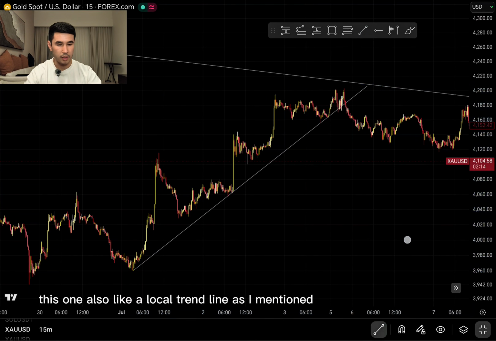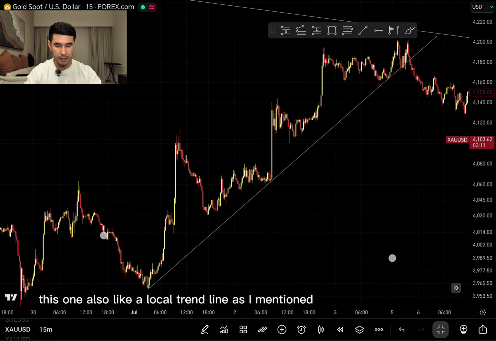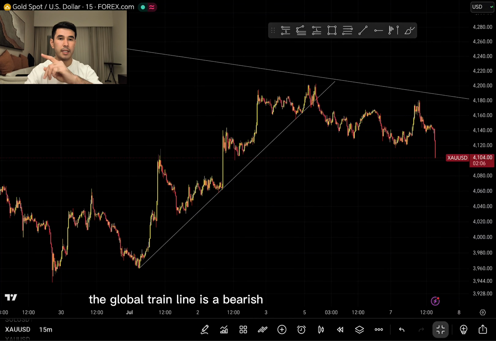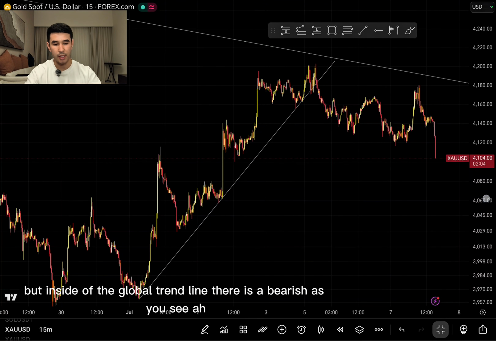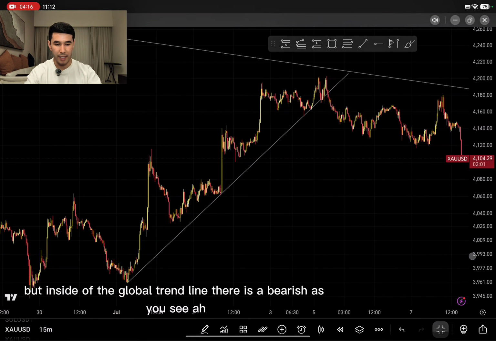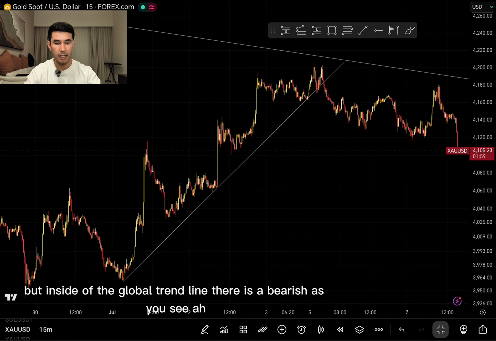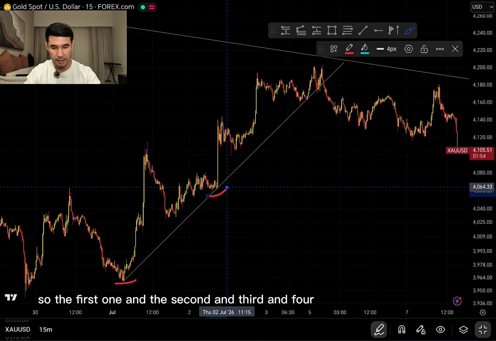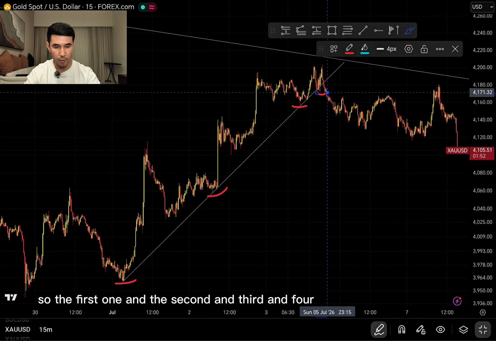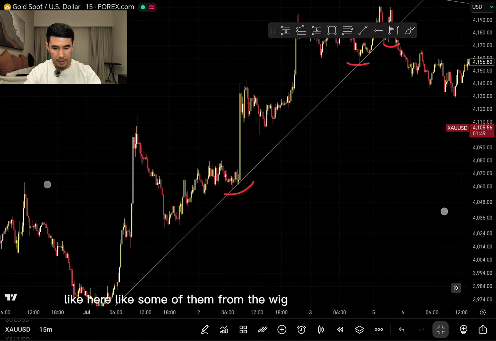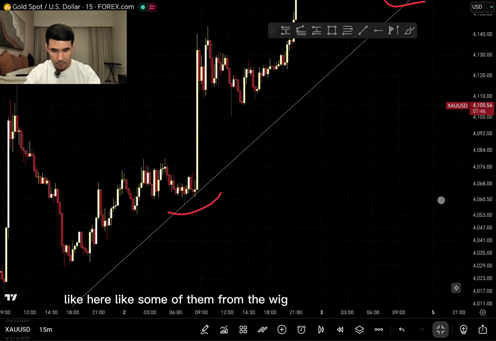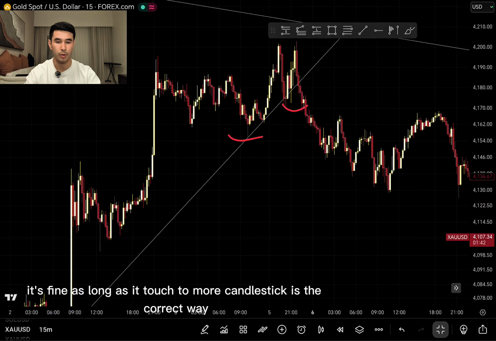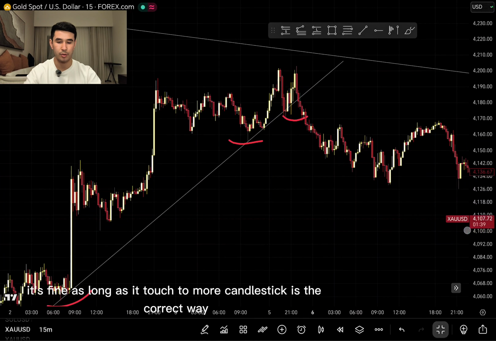This one is also a local trend line, as I mentioned. This one is a bullish trend line. The global trend line is bearish, but inside of the global trend line there is a bullish trend line inside the bearish one. So the first, second, third and fourth, some of them from the wick, some of them from the candle body, it's fine as long as it touches more candlesticks. That is the correct way.